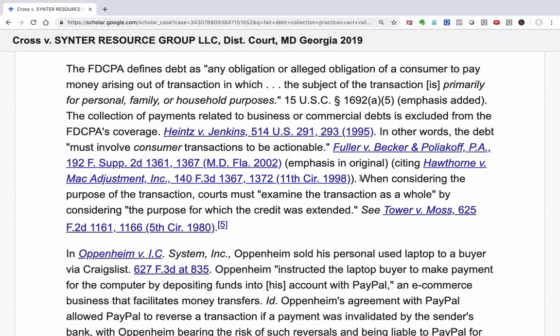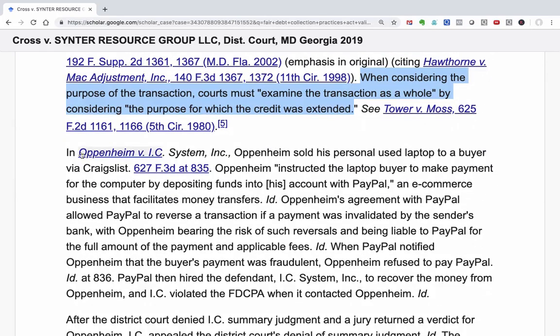And the court notes that you need to look at the transaction as a whole, and you consider the purpose for which the credit, or you could just substitute the word debt, was extended. And so the court is going to look at the 11th Circuit. The 11th Circuit is the appellate court that governs Alabama, Georgia, and Florida, and that is above the district courts, or the trial courts, in federal court.